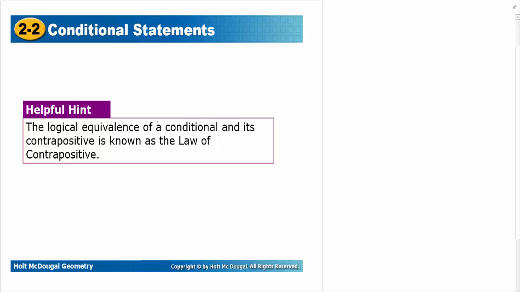And again, the logical equivalence of a conditional and its contrapositive is known as the law of contrapositive. So again, these are just definitions and phrases for you. The law of contrapositive. Make sure we write that one down as well.